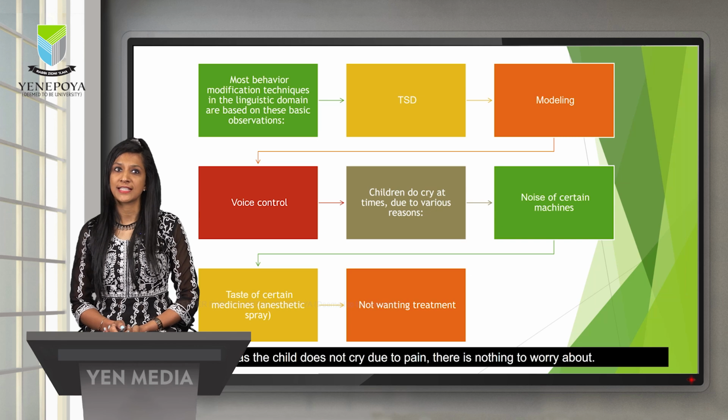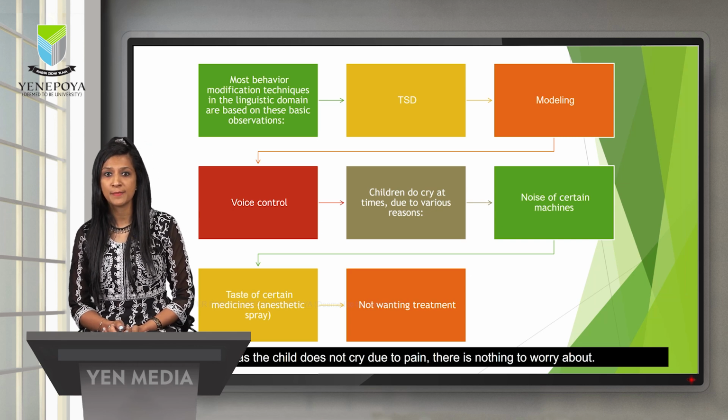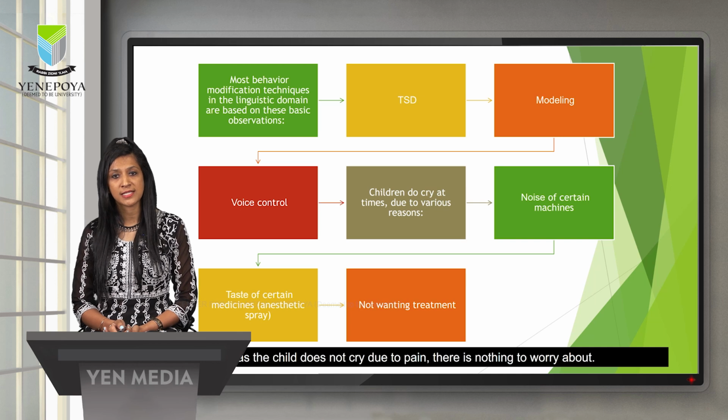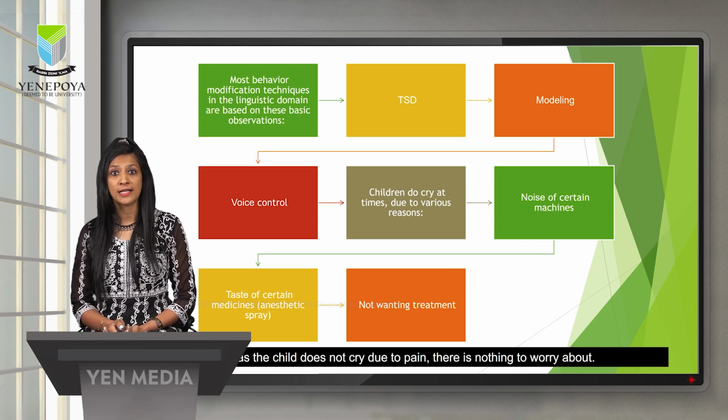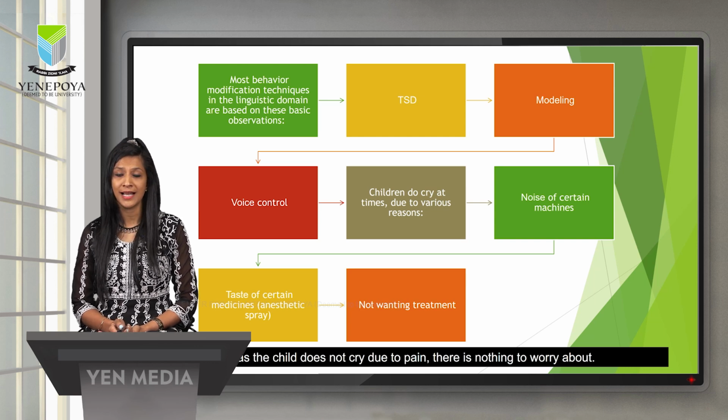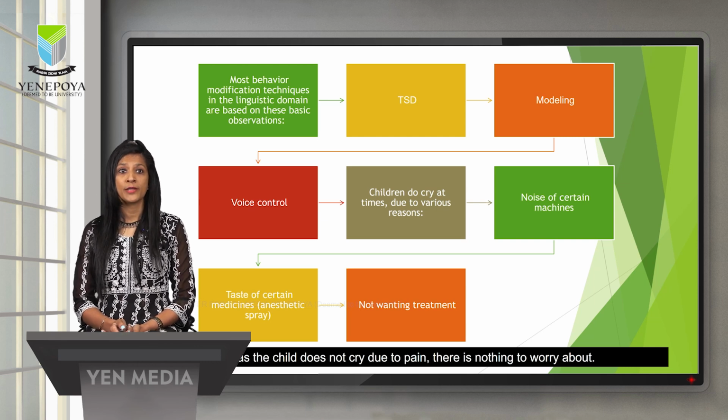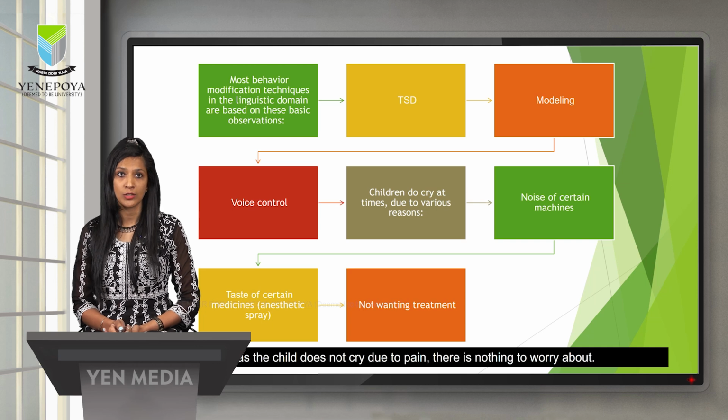Most behavior modification techniques in the linguistic domain are based on these basic observations. So the first is TSD, which is tell, show, do. You tell the patient what treatment you're going to perform, you show it to them either on a model or a live model, and then you do the treatment, you perform the treatment on the child. The second is modeling, where you can use a cooperative elder sibling or a cooperative patient where you perform treatment on them first and the uncooperative child observes this treatment, and then you perform the treatment on the uncooperative child. And the third is voice control, where you can try to establish dominance on an uncooperative child.